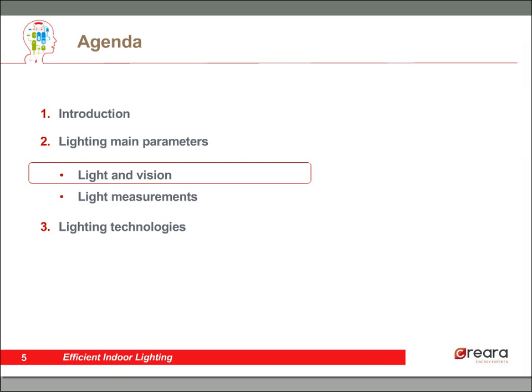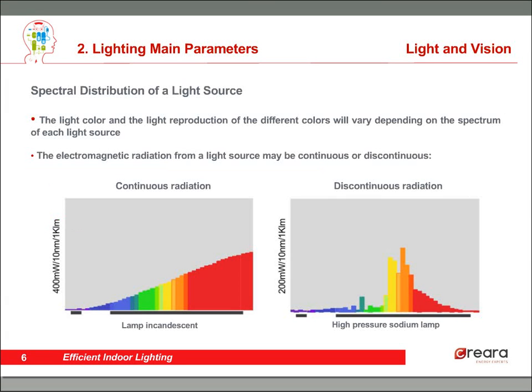Okay, after this introduction, we're going to talk something about light and vision. Light color and the light reproduction of different colors will vary depending on the spectrum of each light source. In the left graphic, we can see the radiation chart of an incandescent lamp. These lamps, as the sunlight, have a continuous spectrum. This means when illuminated with an incandescent lamp, we can see perfectly the colors of an object. This also means that these lamps are less efficient because a great part of the light is emitted in the infrared range, and this light cannot be seen by our eyes.